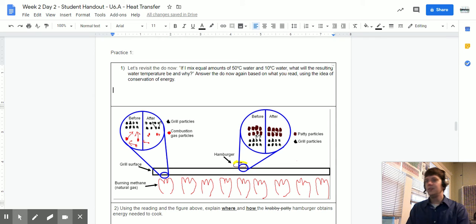Let's go over these so you can compare with your answers. So number one, if I mix equal amounts of 50C and 10C water, what will the resulting water temperature be and why? All right, so that's the do now. We're going to answer it again.